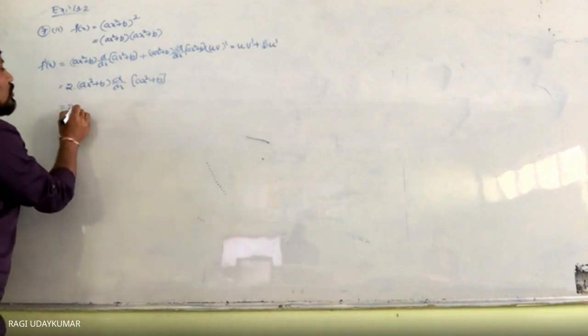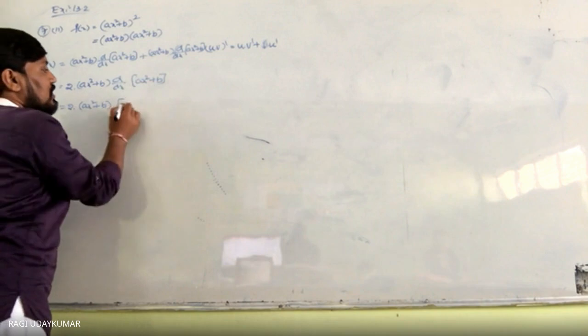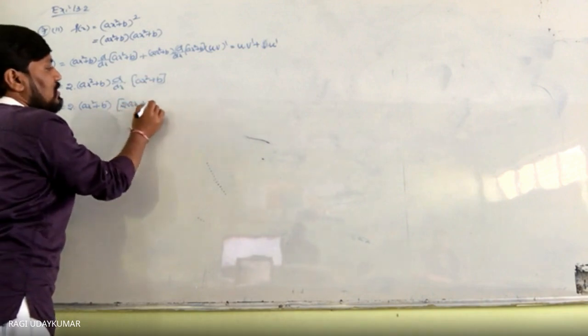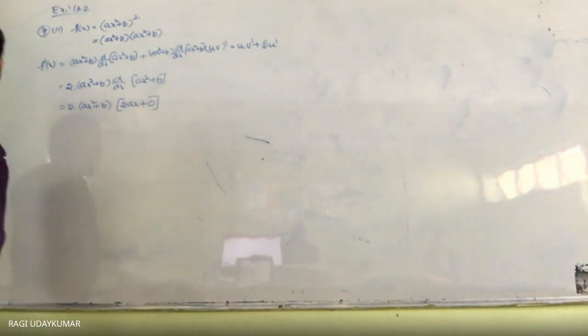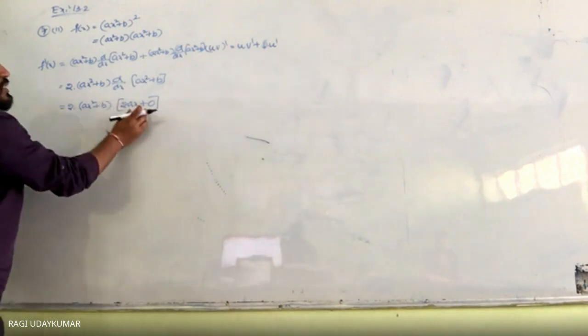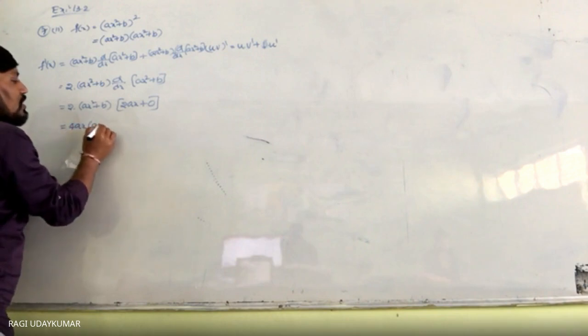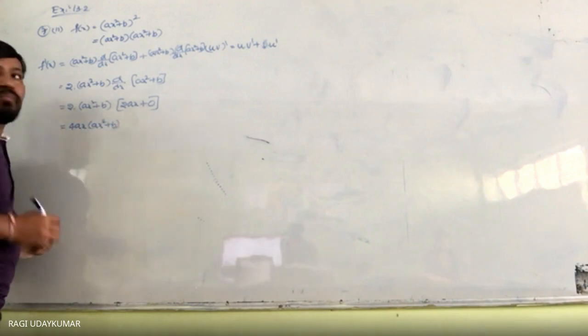So 2 into ax square plus b into the derivative of this function, which is 2ax plus 0. The derivative of x square is 2x, so 2ax plus 0. Multiplying by the 2, this is 4ax into ax square plus b.